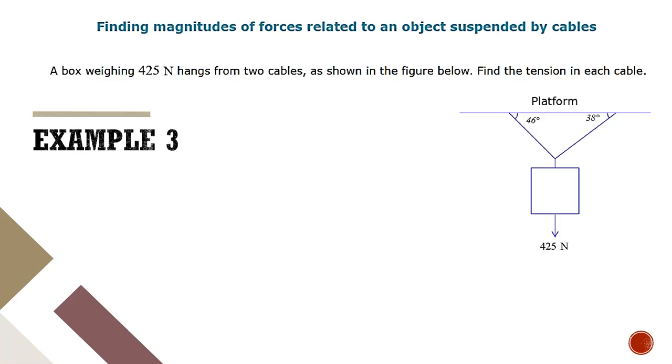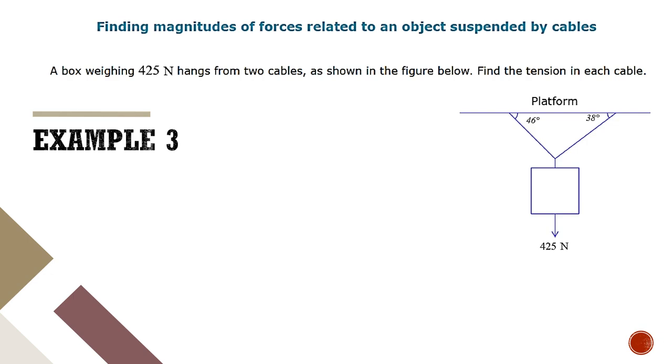So this next example is almost identical to what we just did. We have a box that's hanging down with a certain amount of newtons, and it has two different angles as shown, and we're going to find the tension in each of these cables. So why did I do that problem? Well, this is what you would see it as.